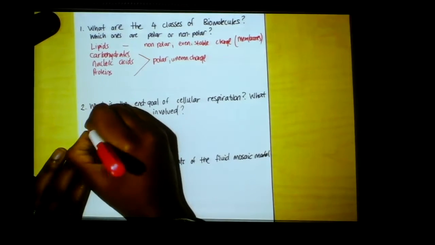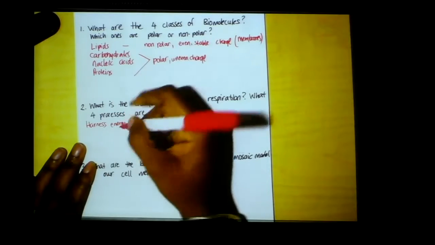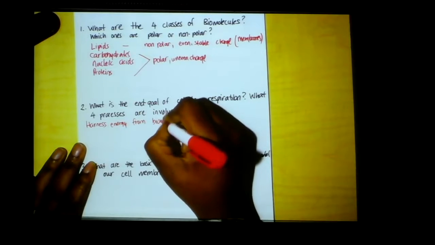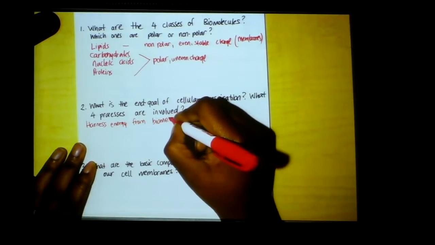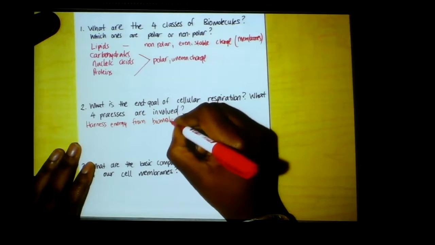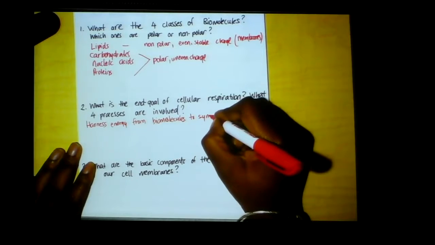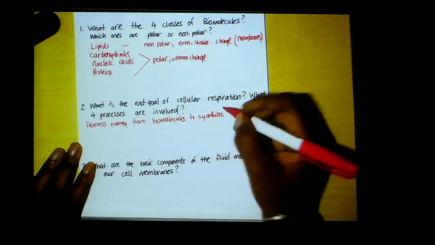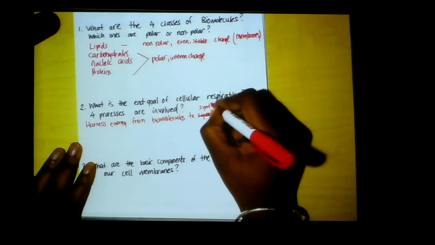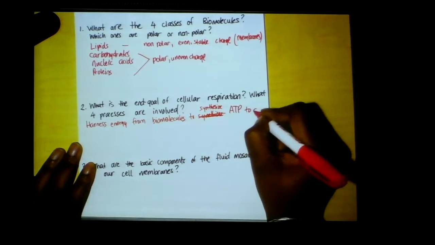So the overall goal is to harness the energy, right, from our biomolecules, which are our proteins, our fats, nucleic acids, and we spoke extensively about carbs, to synthesize ATP. To do cellular work.